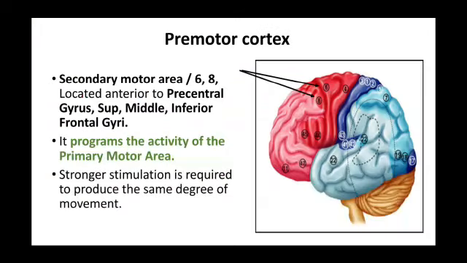So the next area is the premotor cortex. It is a secondary motor area, areas 6 and 8. They are located in the precentral gyrus, superior, middle and inferior frontal gyrus. It programs the activity of the primary motor area. Stronger stimulation is required to produce the same degree of movement.